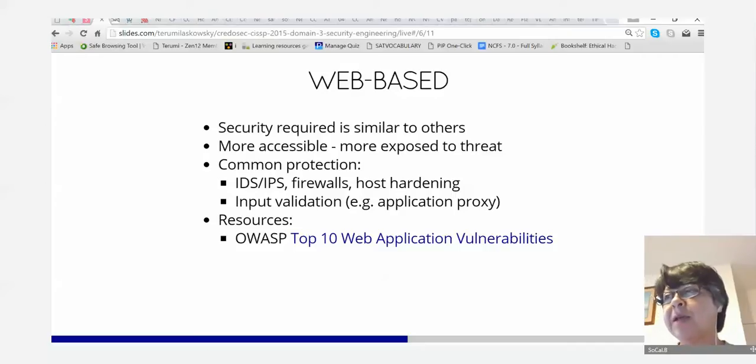So common protection: IDS, IPS. So these are HIDSs, right? Host-based IDSs, host-based IPSs, host-based firewalls, host hardening. Typical things you do for host hardening are no extra services, no extra users, get rid of guest users or disable them, delete applications that you don't need, change all the defaults, right? So those are typical things you do for hardening.